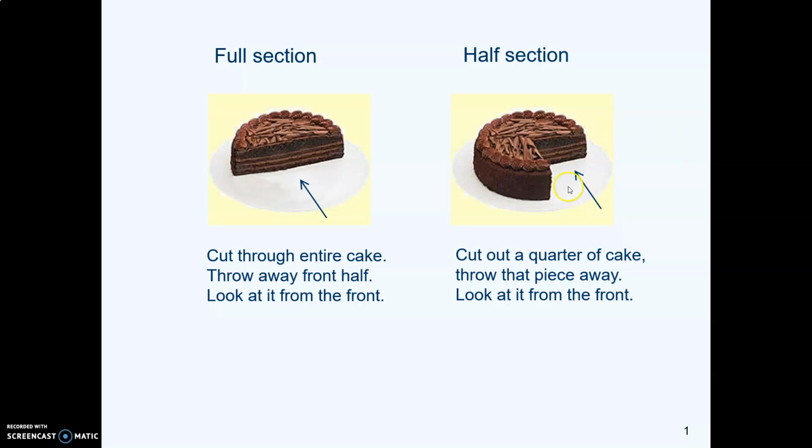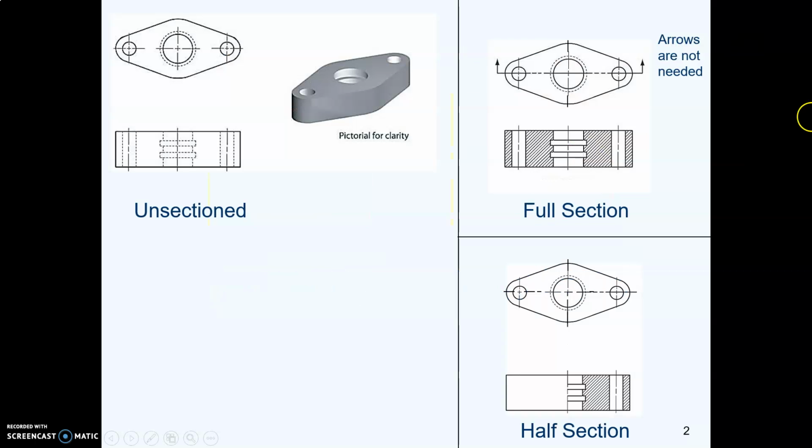If you were to take a knife and cut out a quarter of the cake and then look at it from the front, what you would see is the outside of the object on one side and the sectioned inside of the object on the other side. Here's a part. I don't know what this is. It looks like a gasket, but it's thick.